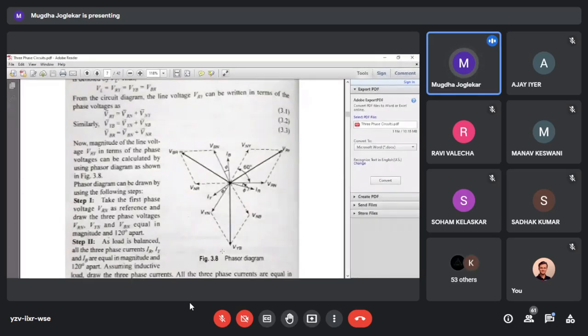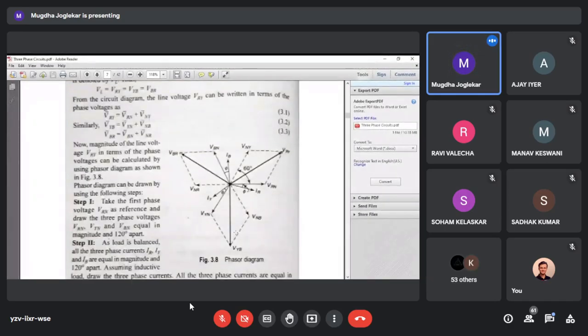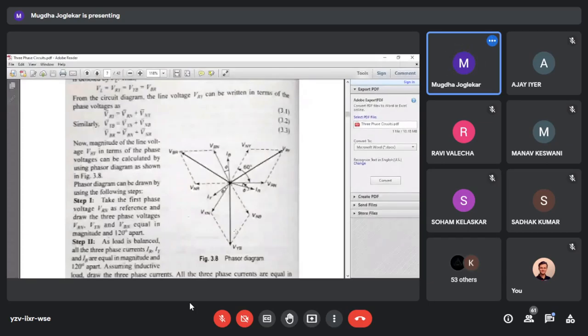Generally, we consider R as the reference phase voltage, starting from the zero reference position. So what is VRY? VRY is the addition of two voltages. We can't consider VRY as a reference, so we'll consider VRN as the reference.